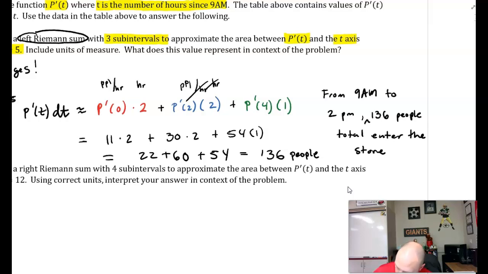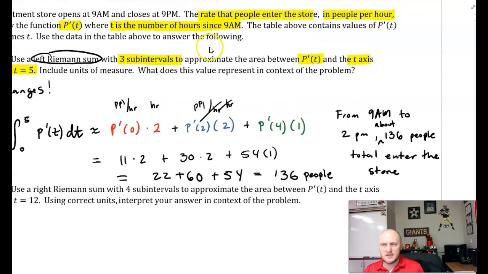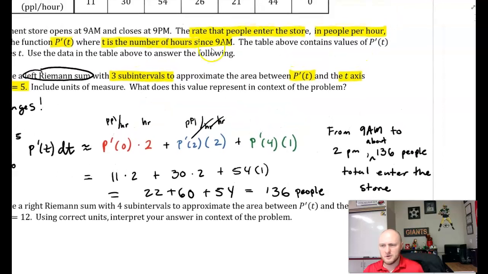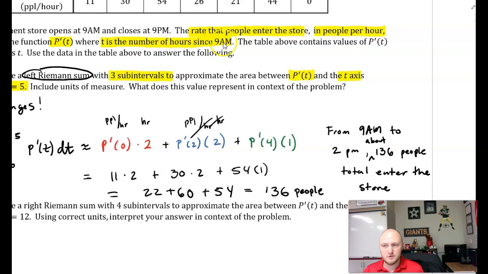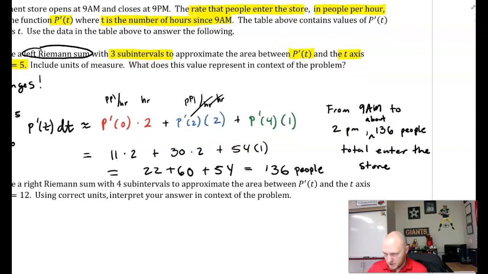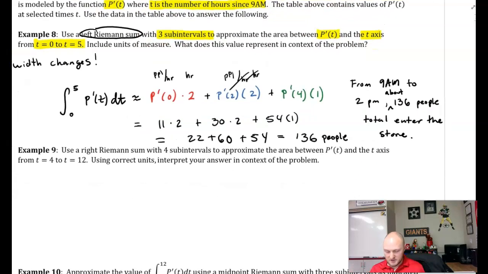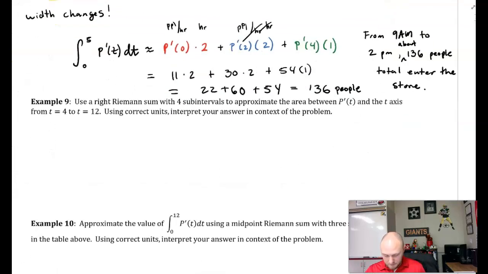And maybe I'll even throw in the word about here, because it's approximate. So from 9 a.m., 5 hours later, 3 hours would be noon, 2 hours, yeah, to 2 p.m. About 136 total people enter the store. So that's what it means in context. Okay.